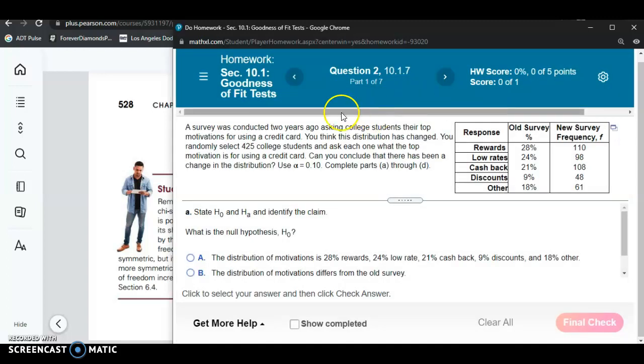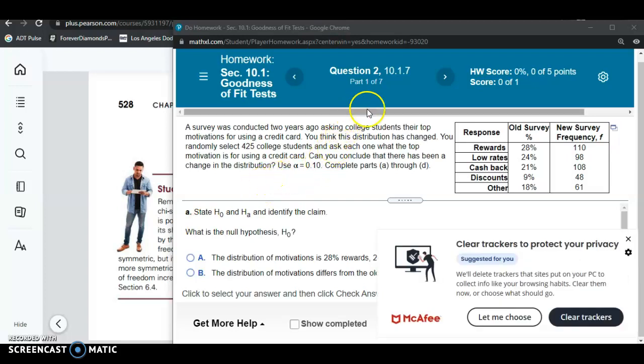the second question. The second question says, a survey was conducted two years ago asking college students their top motivations for using a credit card. So let's look at problem 2. It says, a survey was conducted 2 years ago asking college students their top motivations for using a credit card. You think this distribution has changed. You randomly select 425 college students and ask each one what the top motivation is for using a credit card.